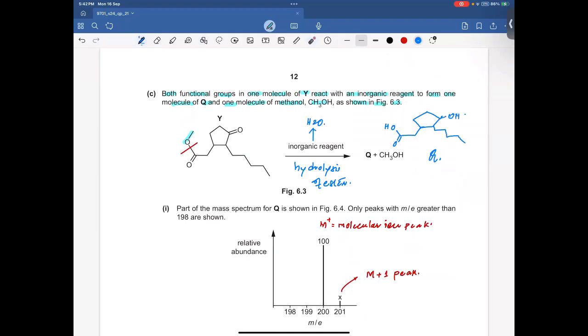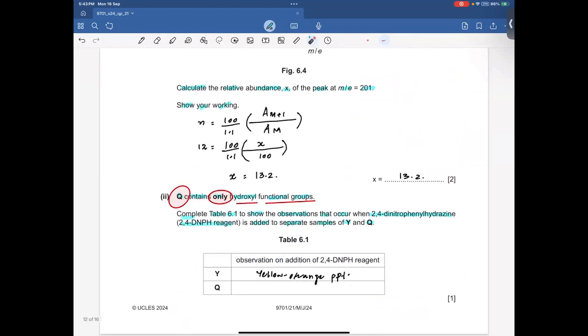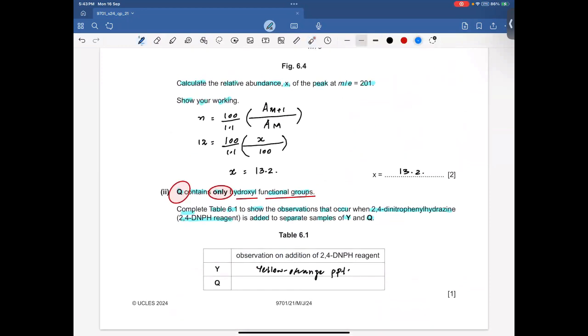Now I can compare these two compounds. It has a carbonyl group, so it can give you a yellowish orange precipitate with 2,4-DNPH. It cannot. Okay, so no precipitate. So guys, you have to read the question very carefully. No precipitate or no reaction.